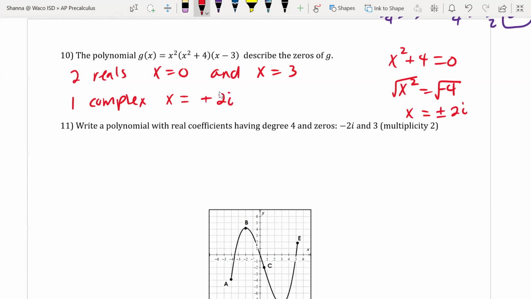Question. You still have to take the square root of the 4. Remember, this is a one-term factor. The x squared is a one-term factor, and when you have a one-term factor, that means the zero is automatically at 0. X equals 0 has a multiplicity of 2, and everything else has a multiplicity of 1. Does that make sense? Because x is squared.